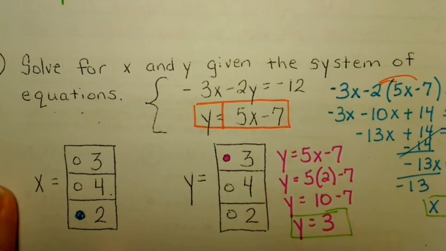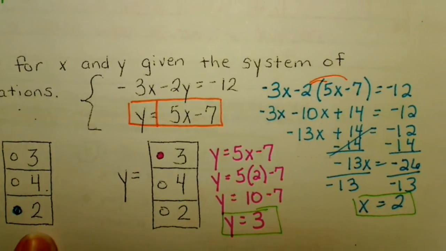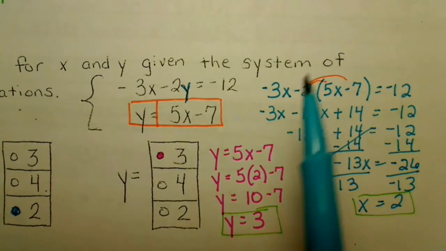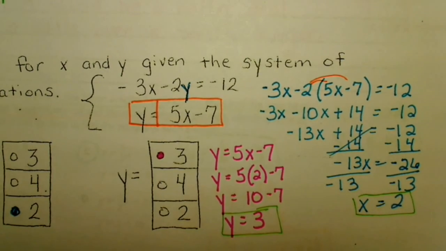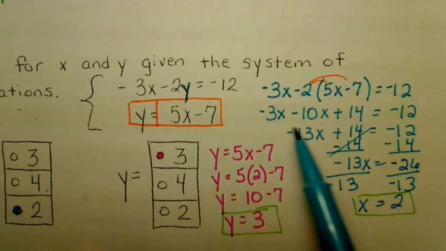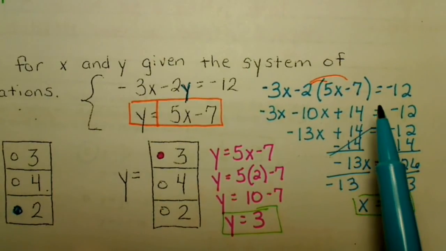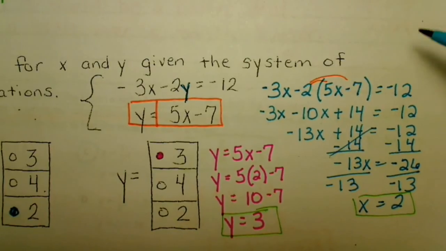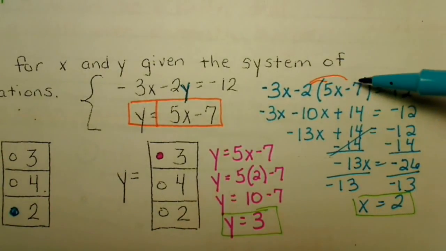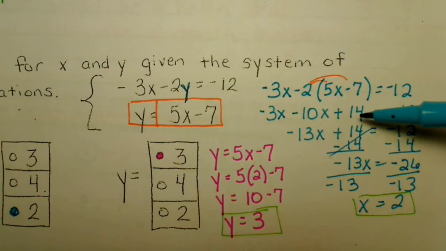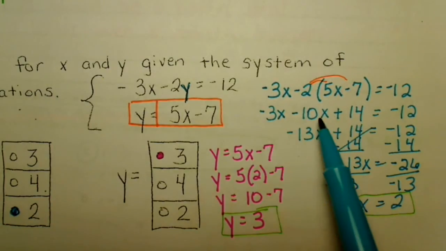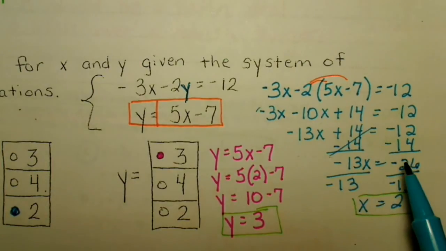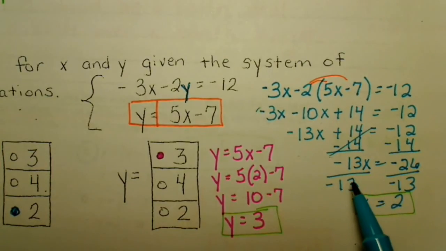So therefore, what I did was, in the other equation, in place of the y, I substituted what y was equal to, which is 5x minus 7. That's here. Then I followed the steps for solving a multi-step equation. That would be to do the distributive property, watch those signs, then combine like terms, and then the inverse of adding or subtracting, and the inverse of multiplication or division.